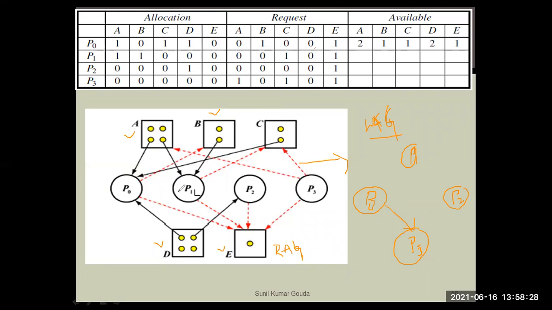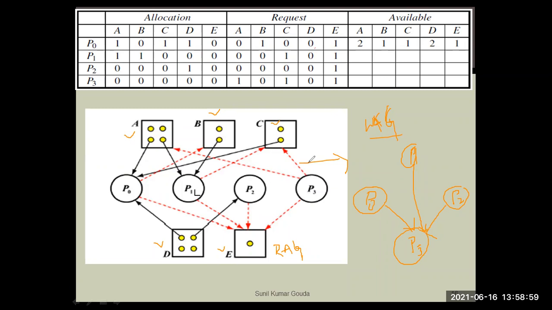Similarly for P1, if we see, it needs A and B. Now B is already there, A is already there, requesting for C. C has one instance, so I can allocate this one. Now it's requesting for E. Now E is only one instance and that is occupied by P3. So P1 also goes to P3. Now for P2, what does it need? B is already there. Now it is requesting for E. E is already occupied. So P2 also goes to P3.